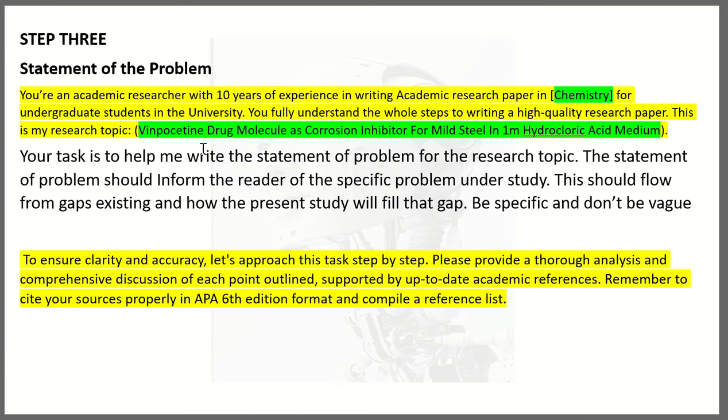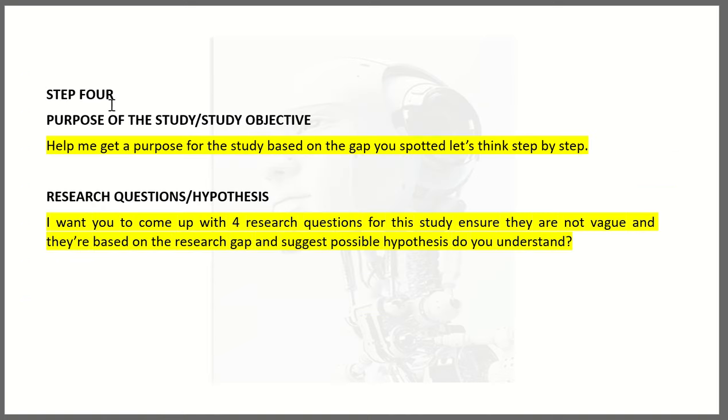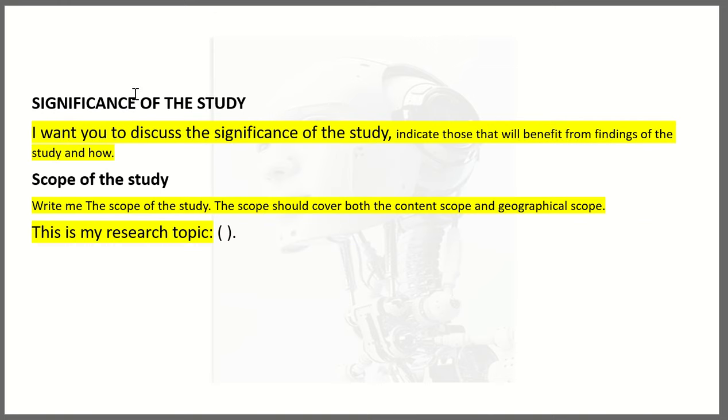You're still going to use Bing for this. So this is how it's going to be. That is step 3. For step 4, the same thing for purpose of the study, research question, and hypothesis for those who might need a hypothesis. Remember I said that you can apply this in every field of your choice. Now also for significance of the study, you also copy this prompt. Scope of the study, copy this prompt. Tried and tested. That is that.